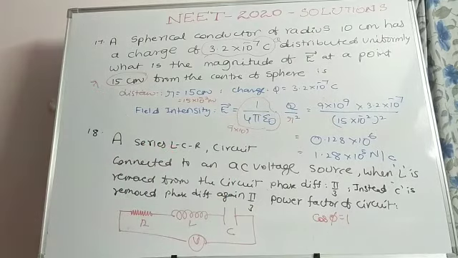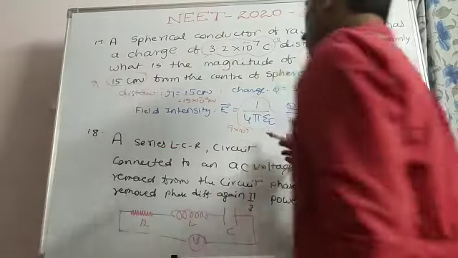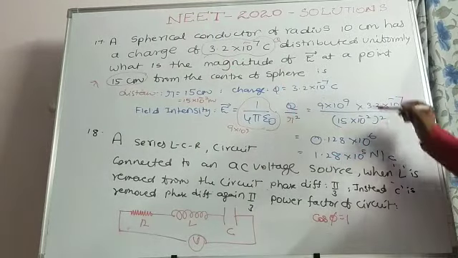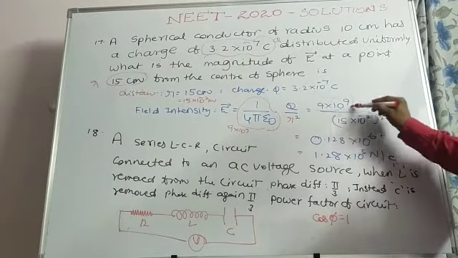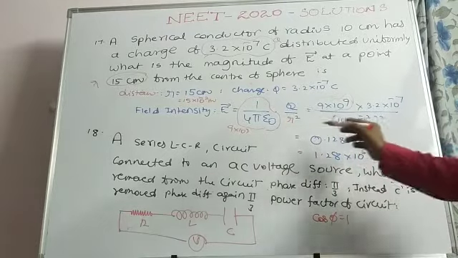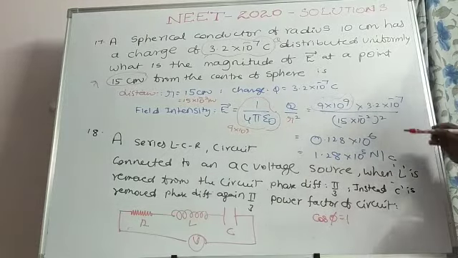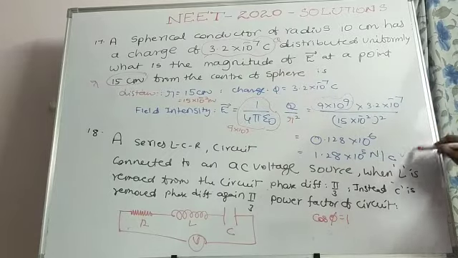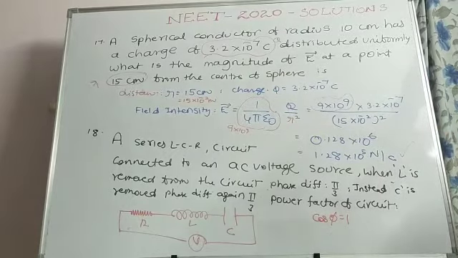Using this expression, field intensity E is equal to 1 by 4 pi epsilon naught into q by r square. Here we have 9 × 10^9, as well as the given charge q equal to 3.2 × 10^-7 and distance 15 centimeter, converted like this. After that we get 1.28 × 10^5 Newton per coulomb.